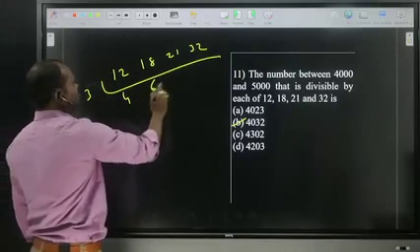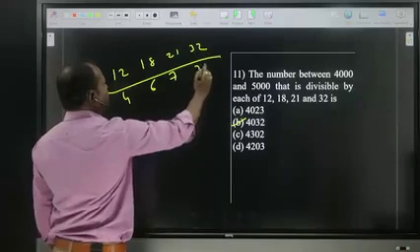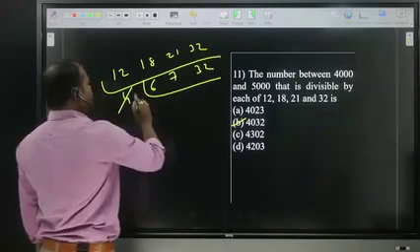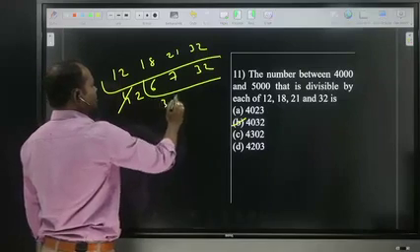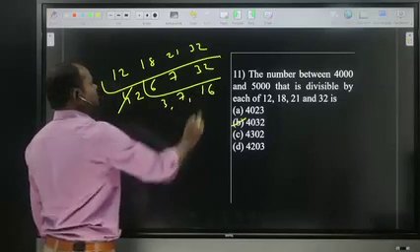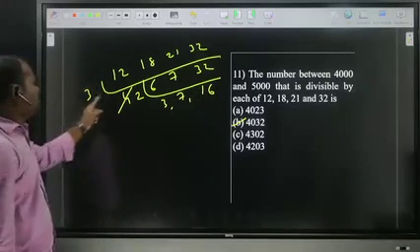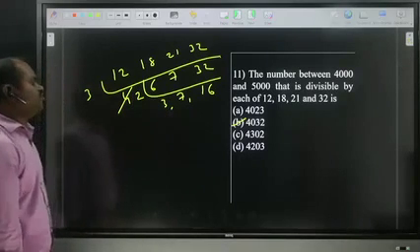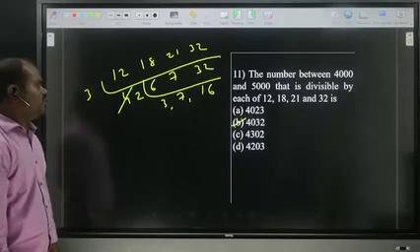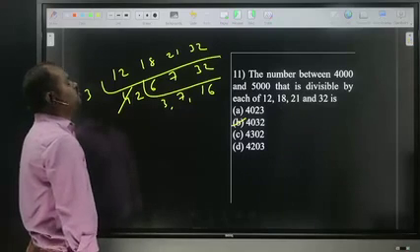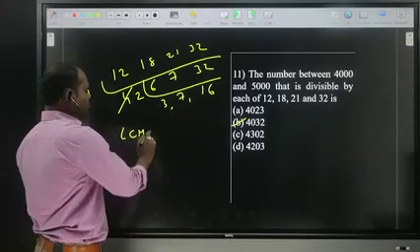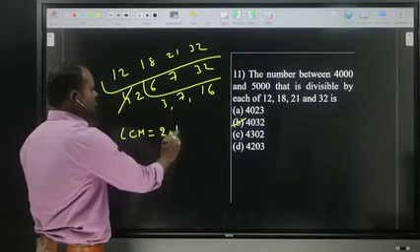4s, 6, 7s, 32: we can't, but we can eliminate the 4. Next, 2 threes, 7 we can't, 2 sixteens. That's it. 3 twos are 6, 6 threes are 18, 18 sevens are 126, into 16. How much? 2016. By multiplying, the LCM is 2016.